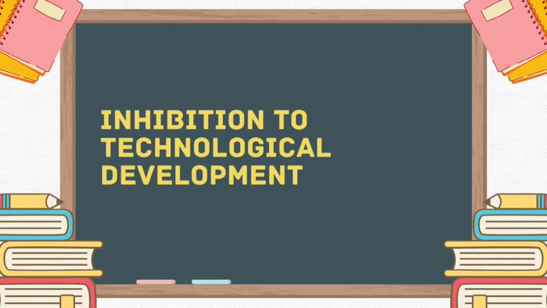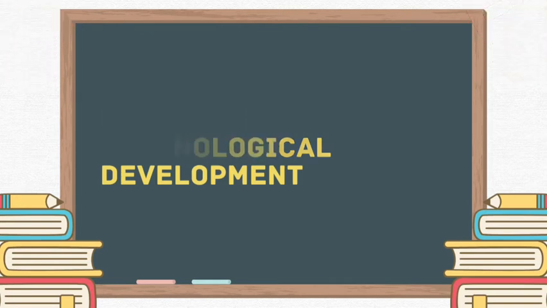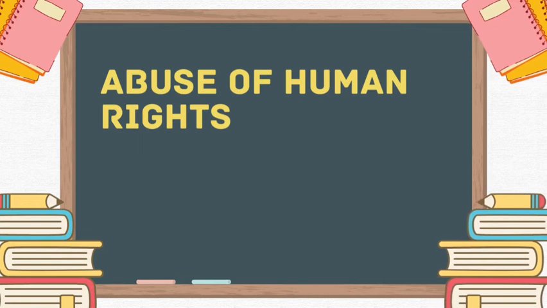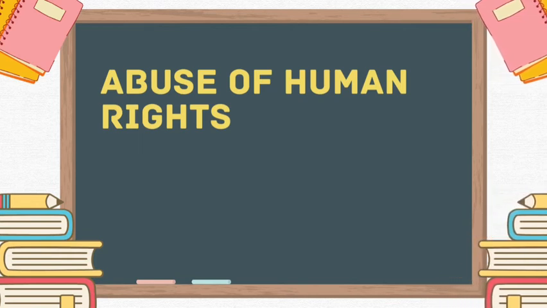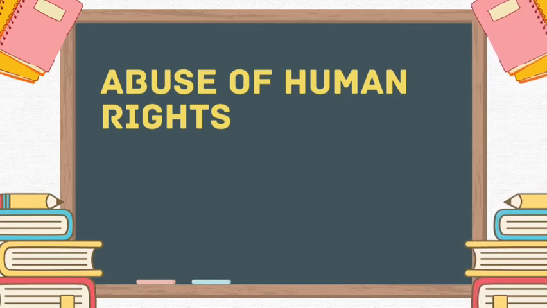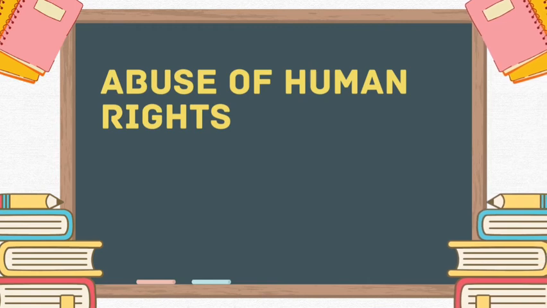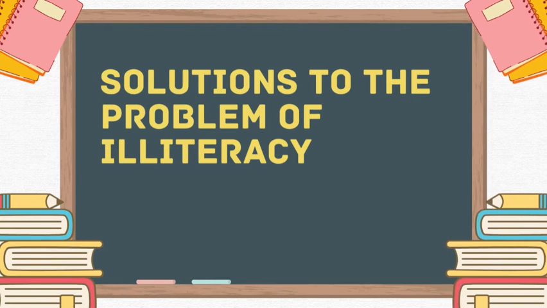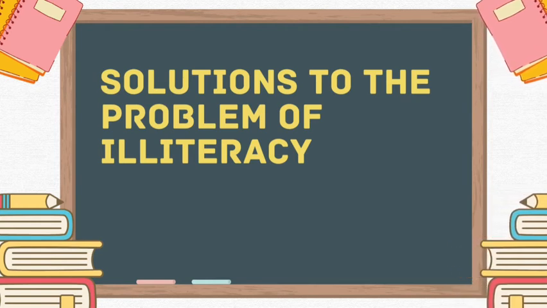Then, inhibition to technological development. Illiteracy also hinders or prevents personal and societal development. It prevents a society from technological advancements. Another consequence of illiteracy is that an illiterate's rights can easily be abused because he or she does not know his or her rights. So when someone does not know his or her right, such a person may not even be aware when his or her right is abused by anyone.